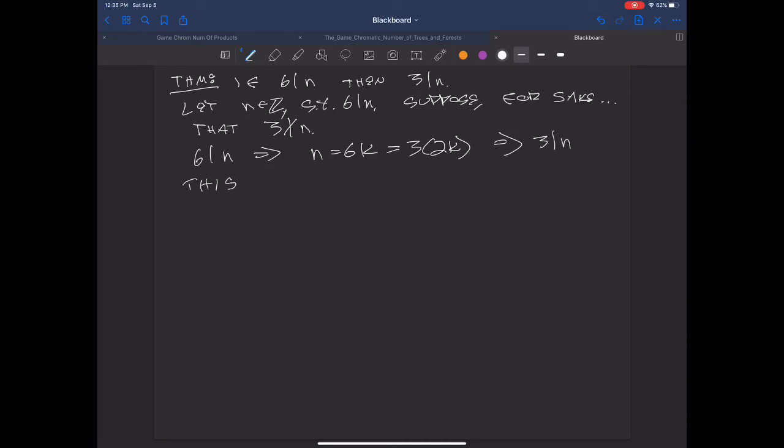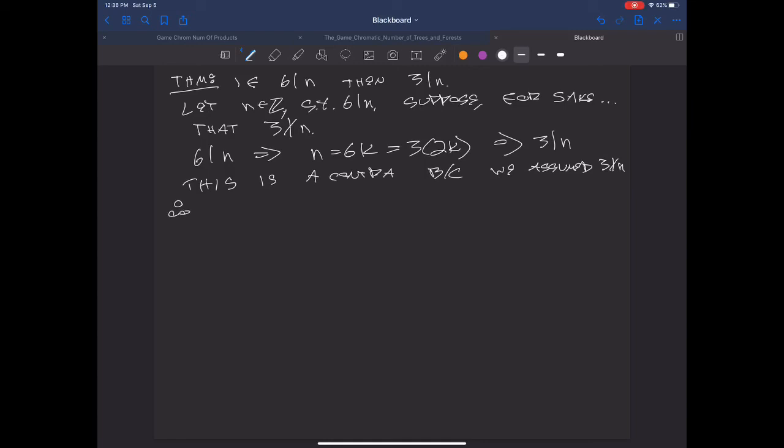Now, I explicitly state the contradiction. This is a contradiction because, you could say this a bunch of ways, but you could say because we assumed 3 does not divide n.